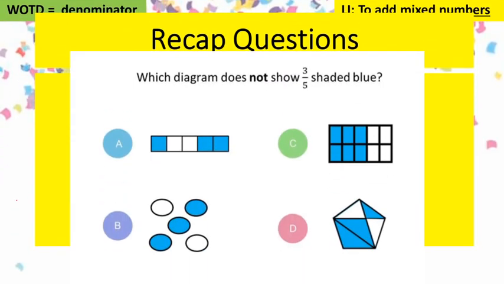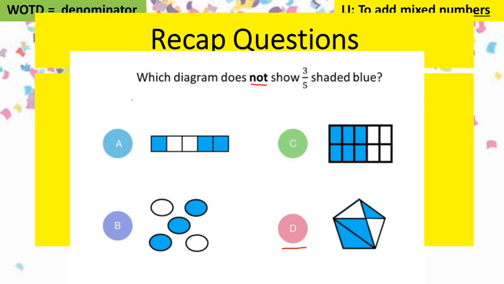Okay, so we've got our recap questions. We've got 3 of these. So you need to decide whether A, B, C or D is the right answer. So which diagram does not show 3/5 shaded blue? So A, B, C or D. Pause the video and decide which one. Right, so the answer is D. So I'll talk about A and B first, and then we'll talk about these two.